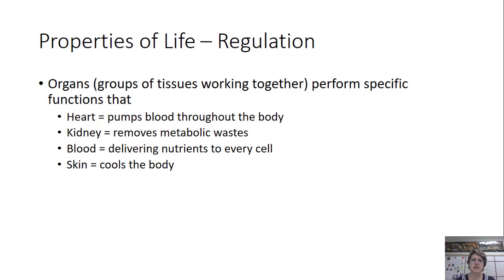All right, so regulation. Organs are really good at regulation; that's our key point. Before I talked about cramps, but that was part of the blood flow. Our heart as an organ is going to pump blood throughout the body, so that's regulating the blood flow. Our kidneys are going to remove metabolic waste, so they're regulating the waste level in the body. The blood, again working with the heart, delivers nutrients to every cell, and the skin cools the body.